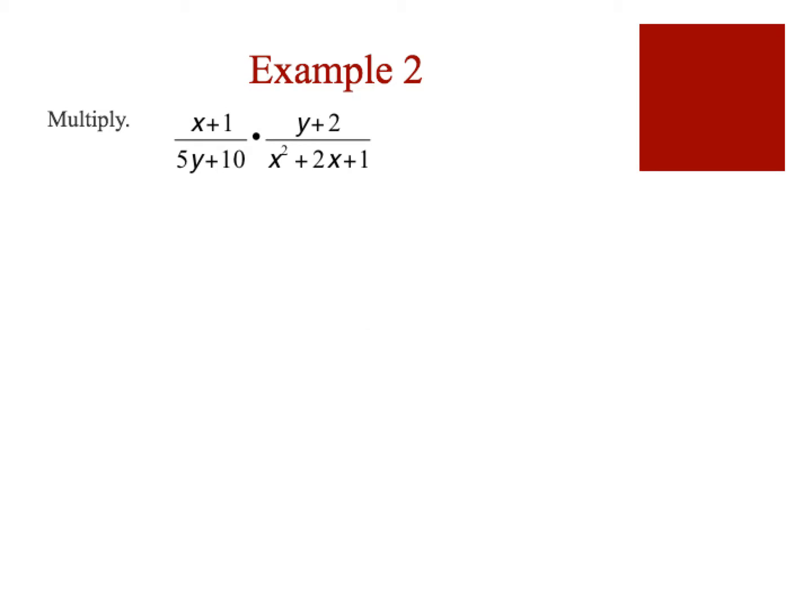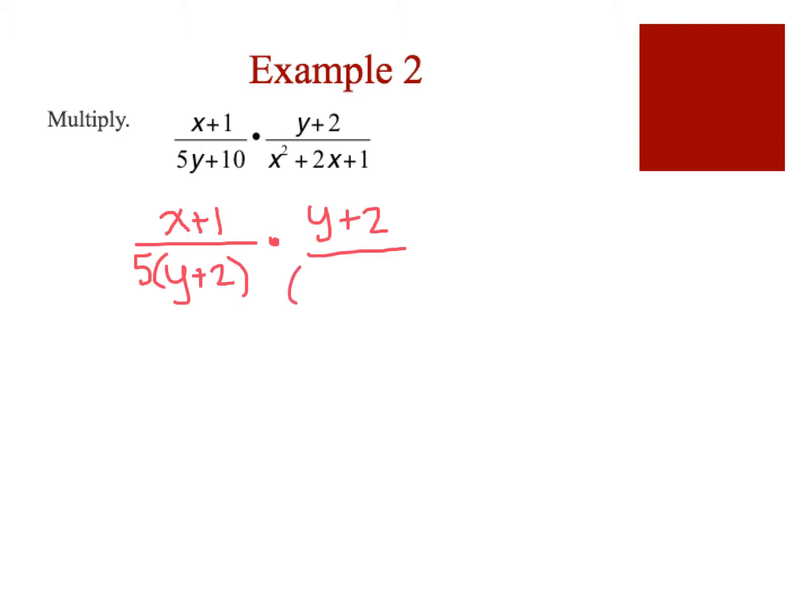Example 2. Multiply (x plus 1) divided by (5y plus 10) times (y plus 2) divided by (x squared plus 2x plus 1). Okay, so here's some polynomials. So the first thing, factor the numerators and denominators that are polynomials. X plus 1 is just going to stay the same. X plus 1 divided by 5y plus 10, I can factor out a 5, and I'm left with y plus 2. And then I have times y plus 2, which will just stay there, divided by x squared plus 2x plus 1.